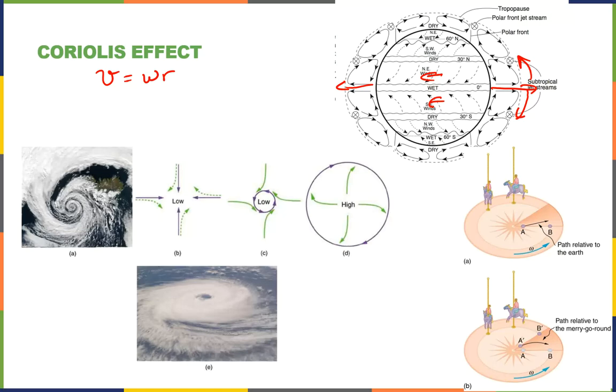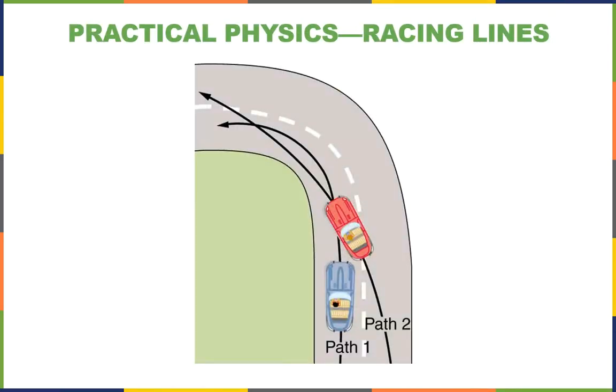Okay, now moving away from that, a practical application of centripetal force. I just want to make sure I got this in here. The centripetal force is the resultant force necessary to go in a circle. To go in a circle, you have to have acceleration that's v squared over r. So as v gets bigger, it gets bigger. As r gets smaller, it gets bigger.